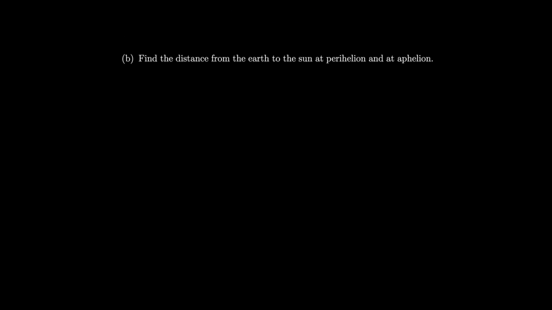Let's now find the distance from the Earth to the Sun at perihelion and at aphelion. So first let's do perihelion. Well, then we have a times (1 minus e). So that's going to be approximately 1.495 times 10 to the 8th times (1 minus 0.017), which is about 1.47 times 10 to the 8th kilometers.